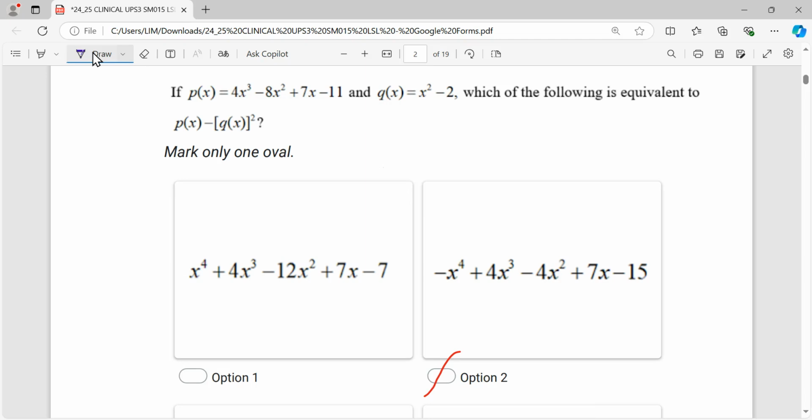So for the first question given here, P(x) is a cubic function and Q(x) is a quadratic function. Which of the following is equivalent for this operation? First of all, we square this Q(x). So it will be a squared plus 2ab plus b squared when you want to expand it. So x squared squared will be x to the power 4, 2 times a times b is negative 4x squared, then b squared is positive 4.